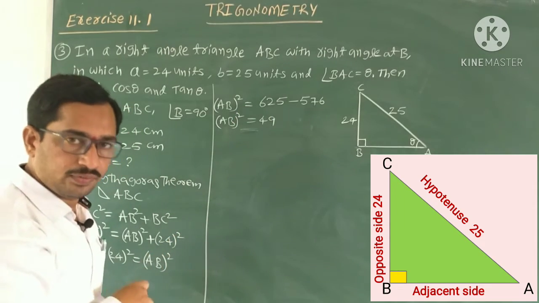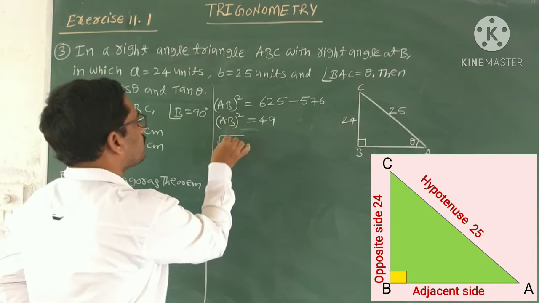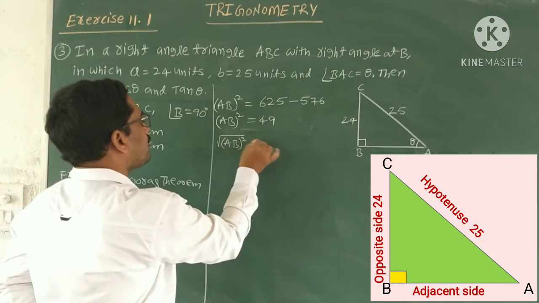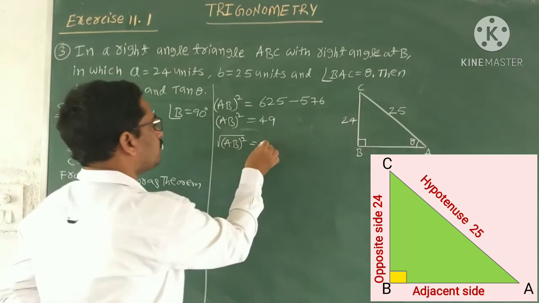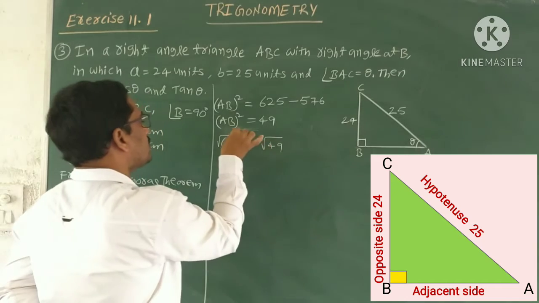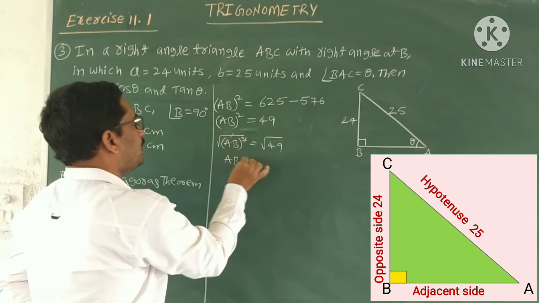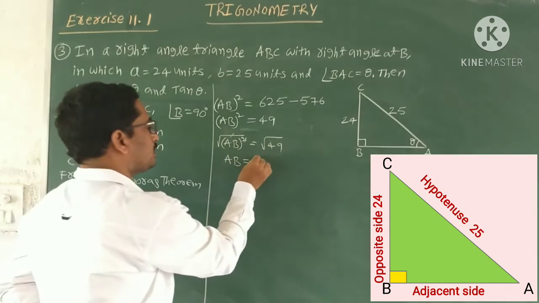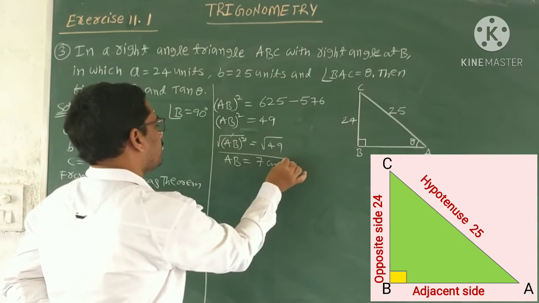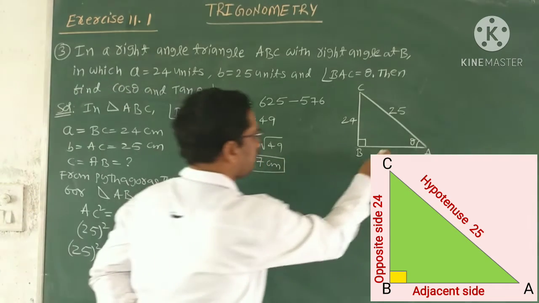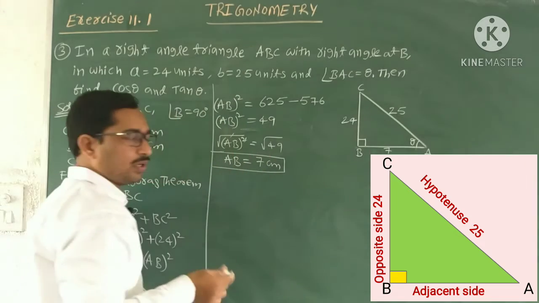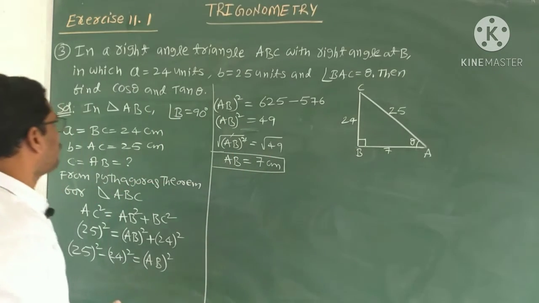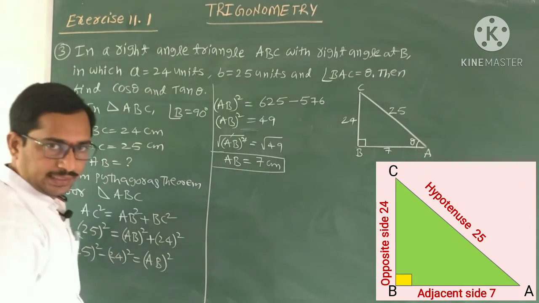Now we need the value of AB, so apply square root on both sides. The square root cancels the square, so AB equals root 49, which is 7. So the AB value is 7 centimeters, and this is the small c value. Now find out what cos theta and tan theta are.